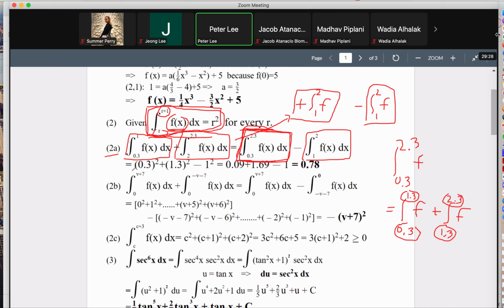And so that comes out to be 0.3 squared, and then plus 1.3 squared. And then we subtract that integral from 1 to 2, which is 1 squared. And then there we go, that's the answer right there.